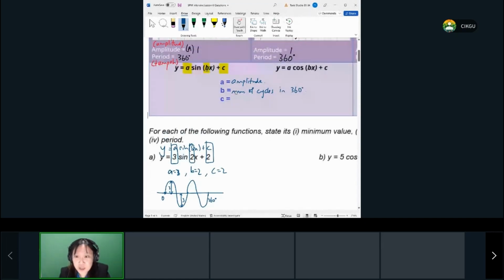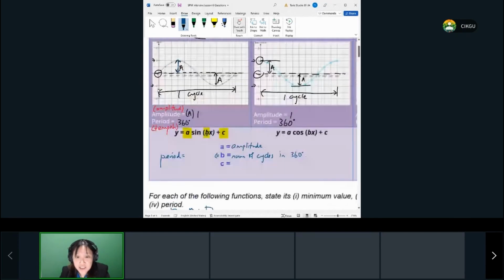Okay. So some student be like, hey teacher, then maybe we can use B to calculate the period. So if you guys recall, what is the meaning of period just now? Just now we said the meaning of period is how long it takes to complete one cycle.